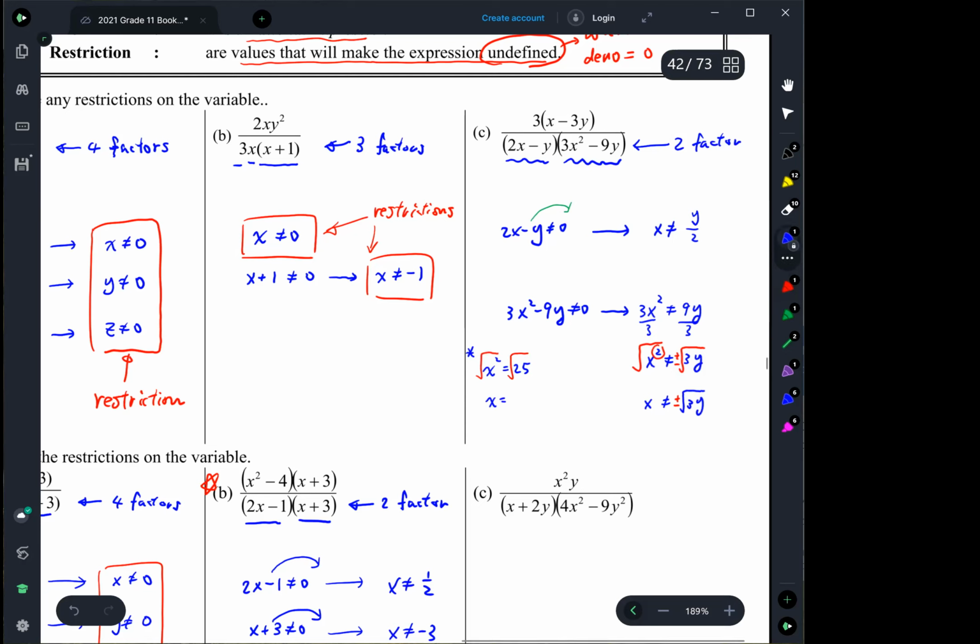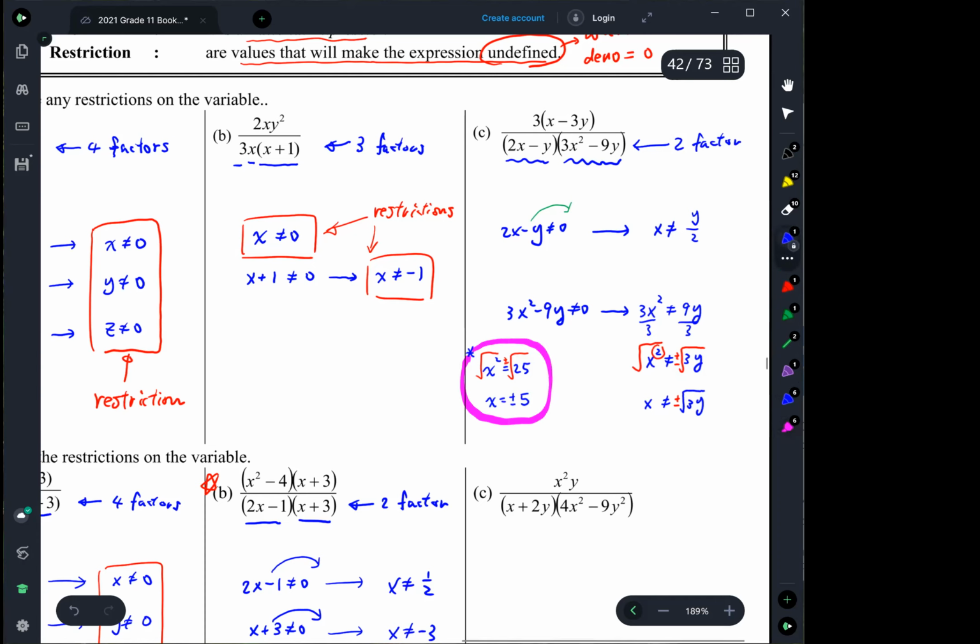So if you don't have the plus minus, then the answer you get is just 5, because the square root of 25 is 5. So 5 times itself will be 25, right? However, negative 5 times negative 5 could also give you positive 25. So when you square root a square, you need to have plus minus. You have 2 possibilities for your answer. So this is something to pay attention to: why we need plus minus.